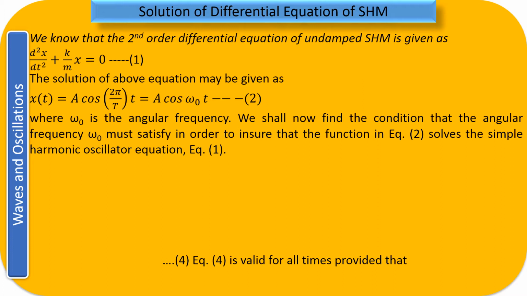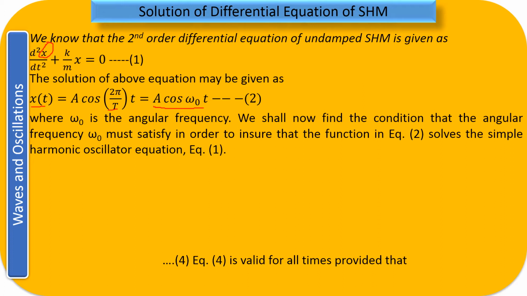Here x means the position. So what does this value of x represent? Here x, which varies with time t, can be given as a cos 2 pi by T into t, where capital T is your time period, and 2 pi by T is your omega naught, the angular frequency. So we can write this as x equal to a cos omega naught t. This is the value of x that we are writing. Is it correct? We need to verify whether it is really correct or not.